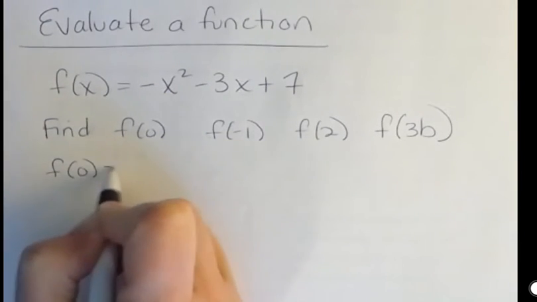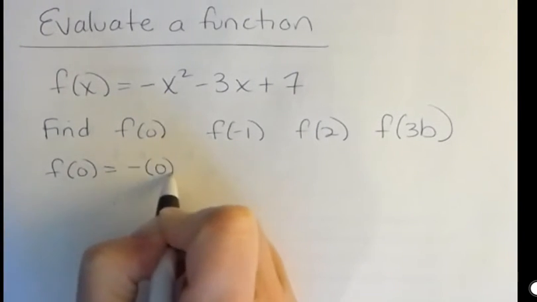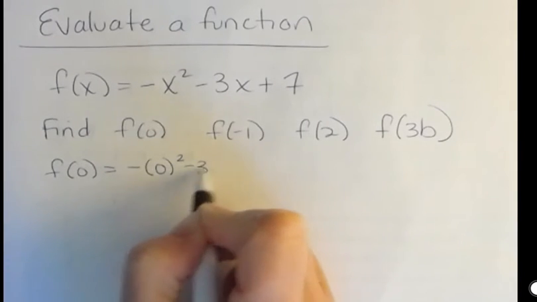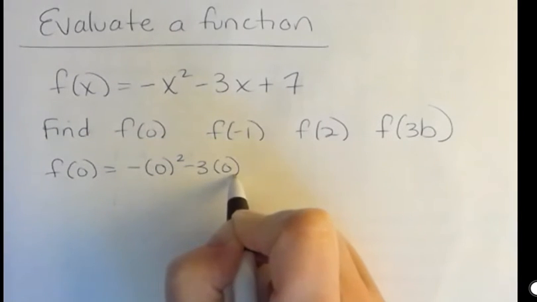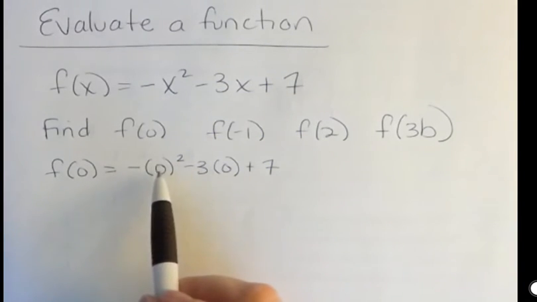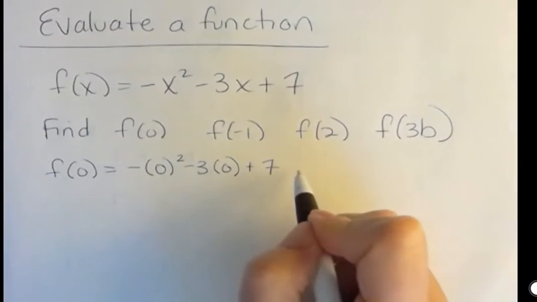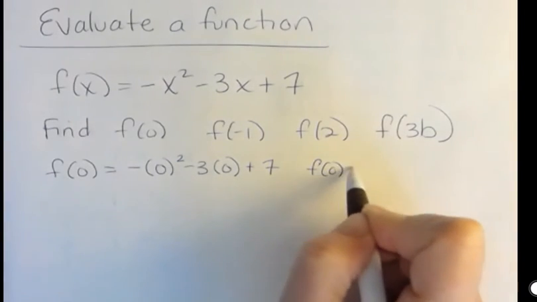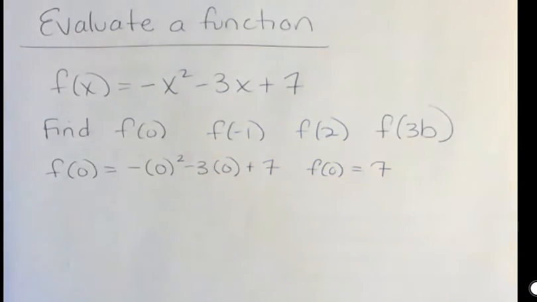All you're going to do here is where you used to see x, you're going to replace it with the number that I give you, in this case 0. And then I'm going to say, well, 0 squared is 0, and 3 times 0 is 0. So f of 0 equals 7. That's a pretty easy one.